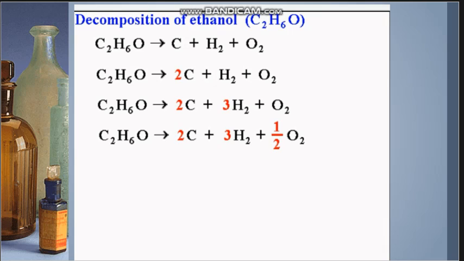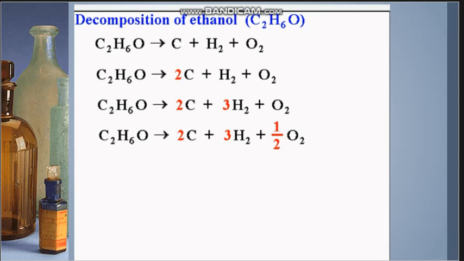2 carbons on each side, 6 hydrogens on each side, 1 oxygen on each side. That's great, but it's not really physically reasonable, is it? Remember what those numbers to the left of the substances in the chemical reaction are supposed to represent. They're supposed to represent the number of participants. 2C means 2 carbon atoms. 3 H2s means 3 hydrogen molecules.